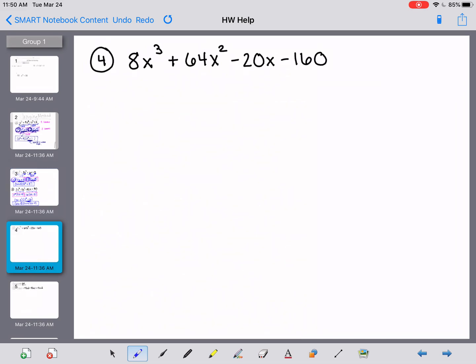All right, number 4. This one has a GCF. If you look at all 4 terms, there's a GCF there. They're all divisible by 4. So the GCF is 4. I'm going to put that out in front. Divide each term by 4.